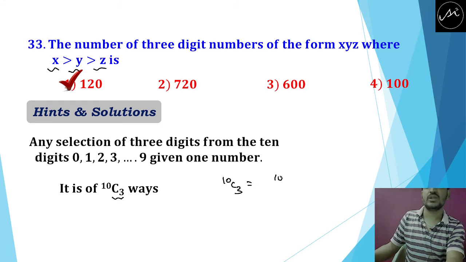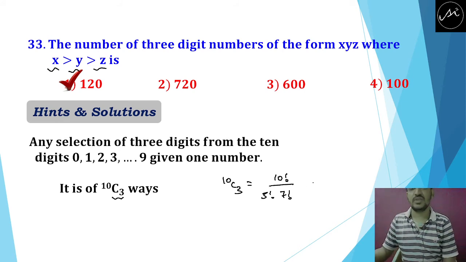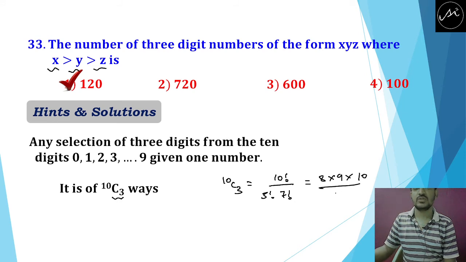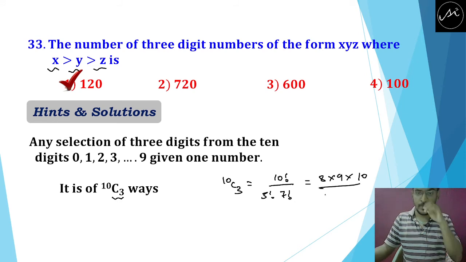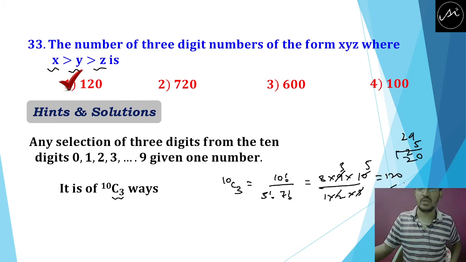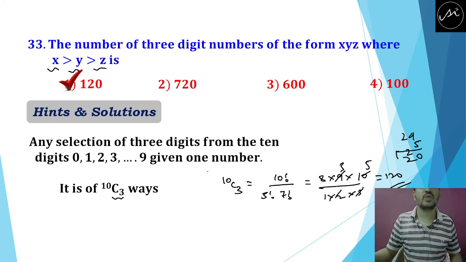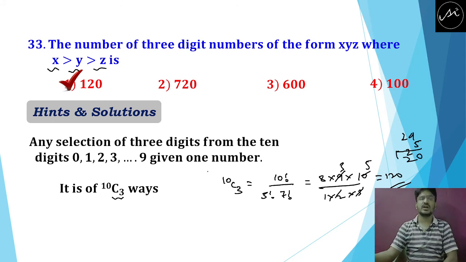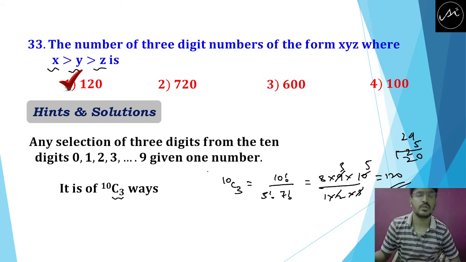10C3 is nothing but 10 factorial divided by 3 factorial into 7 factorial. So 7 factorial and 7 factorial are cancelled. 8 into 9 into 10. So 3 factorial, that means 1 into 2 into 3. 3 into 3, 2 into 5. So 8 into 3 is 24. 24 into 5 is 120. So 120 is going to be the right answer for this particular problem.